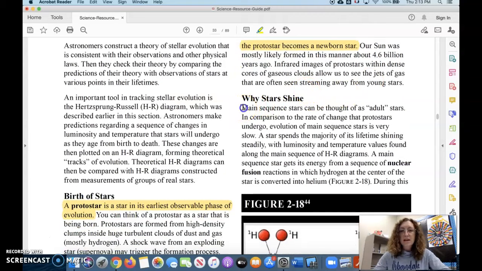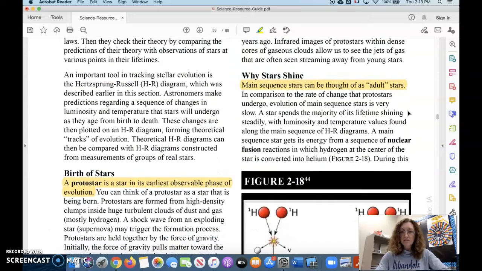Okay, now remember the HR diagram and main sequence stars. Main sequence stars can be thought of as adults. Okay, so these are not protostars. They have already reached hydrostatic equilibrium. A star spends the majority of its life shining steadily. The luminosity and the temperature values are along the main sequence of the HR diagram.